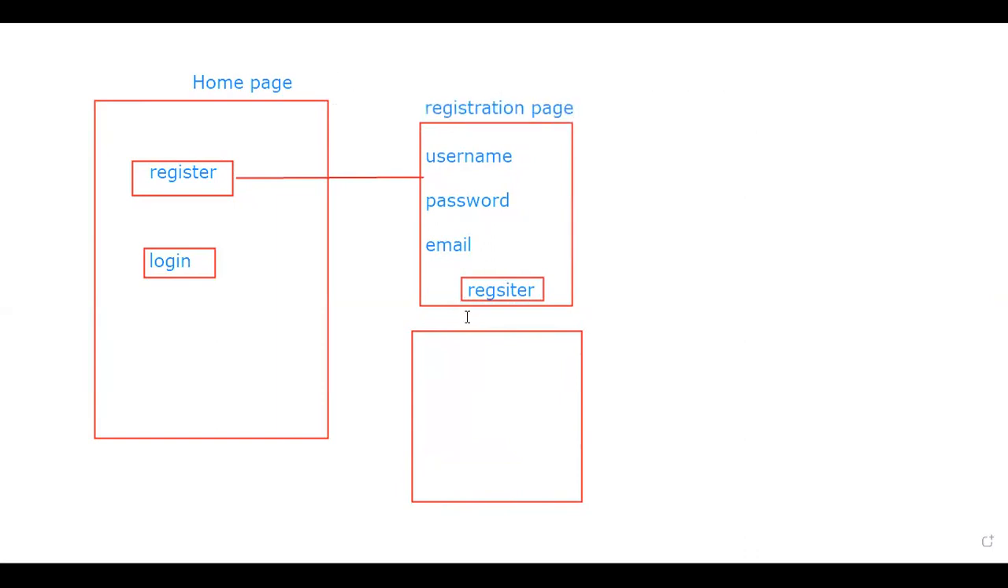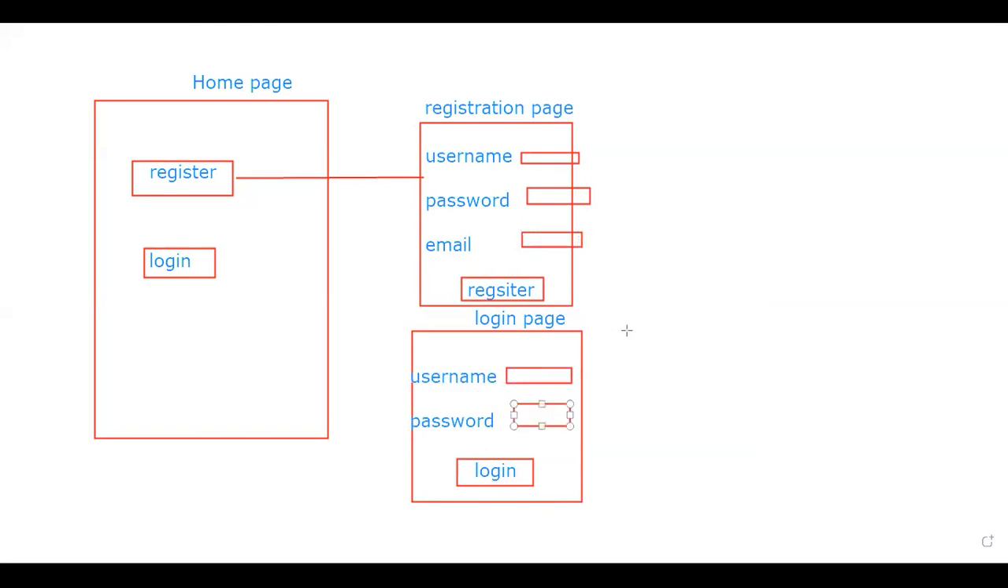Next is our login page. In the login page, we'll have only two fields, username and password, along with one button named login. On each page, I'll be giving entry boxes to write all the data. This is all about the front end part. On the home page, if you click on the register button, it will take you to the registration page. If you click on the login button, it will take you to the login page.